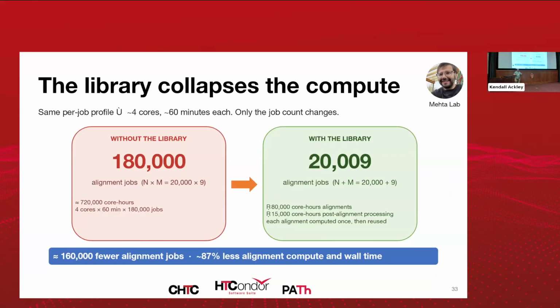What that ended up actually resulting in is being able to reduce the number of alignment jobs that we had to run from 180,000 to 20,000. In terms of actual compute time, that was a reduction from about 720,000 CPU hours to just under 100,000. So it was an 89% reduction in that alignment step. And it was a faster way to get the researcher to that inference point, which is where their science actually was happening.